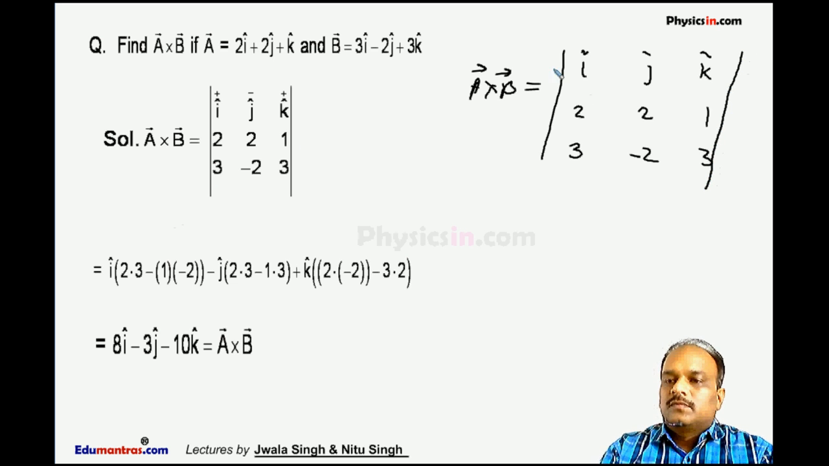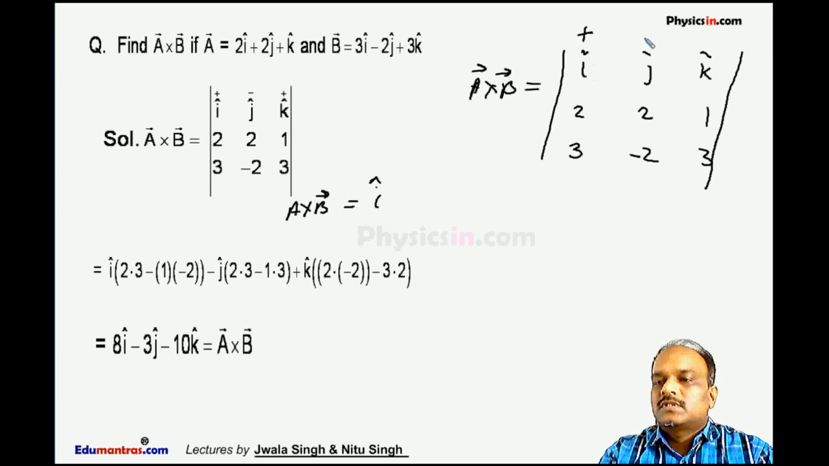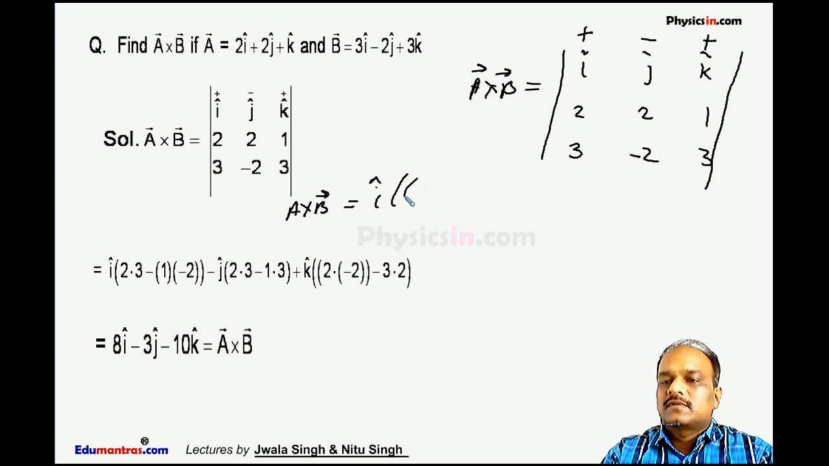Now first I will take i cap. Substituting, A cross B is equal to, this is positive, this is negative, this is positive. For i cap, I will leave this row and this column, so it is 2 into 3, that is 6, minus 1 into minus 2 is minus 2, so it becomes plus 2.